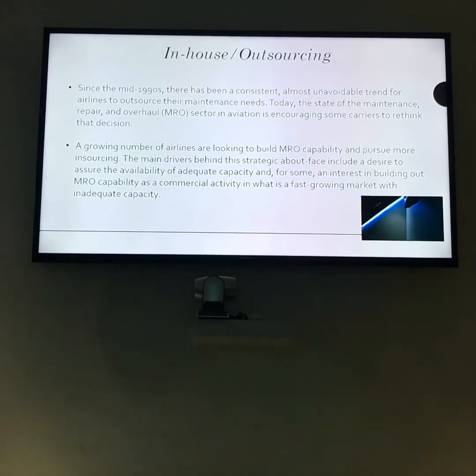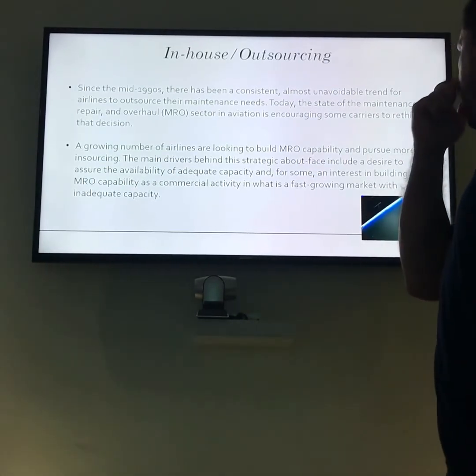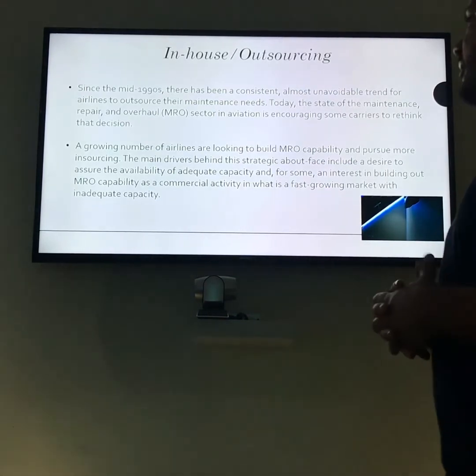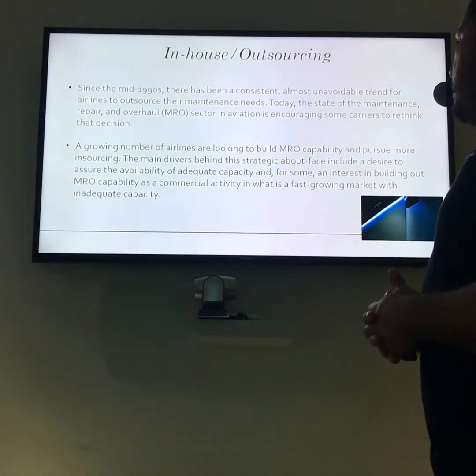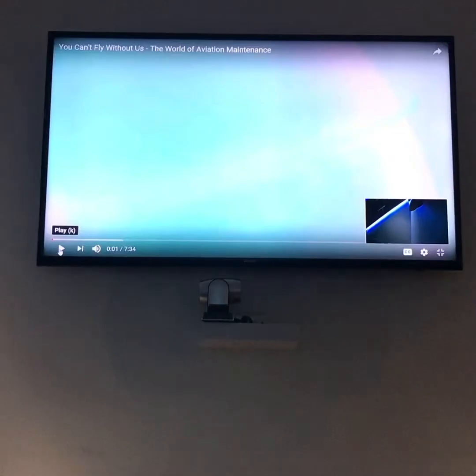The main drivers behind this strategic about-face include a desire to assure the availability of adequate capacity, and for some, an interest in building out MRO capability as a commercial activity in what is a fast-growing market.